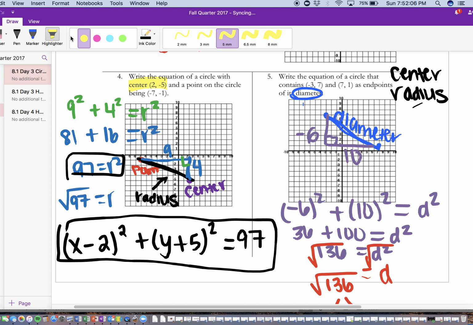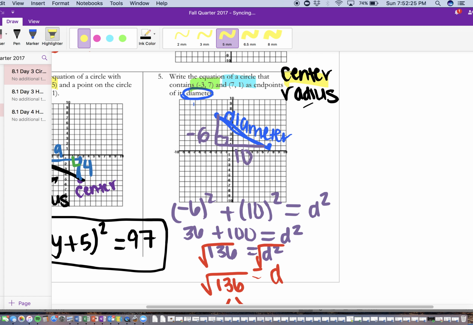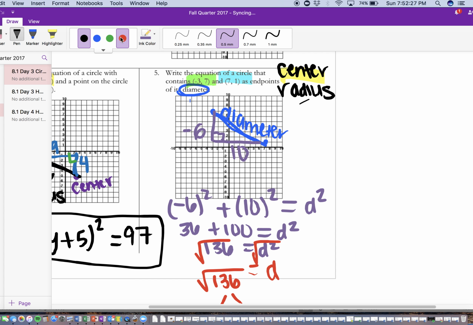So here are 2 points, negative 3, 7 and 7, 1. If I find the midpoint of these 2 points, that should give me the center of my circle. Just like how here they're giving me the center, this should give me the center if I find the midpoint of these 2 points. So the midpoint formula is taking the average of the x values and the average of the y values.